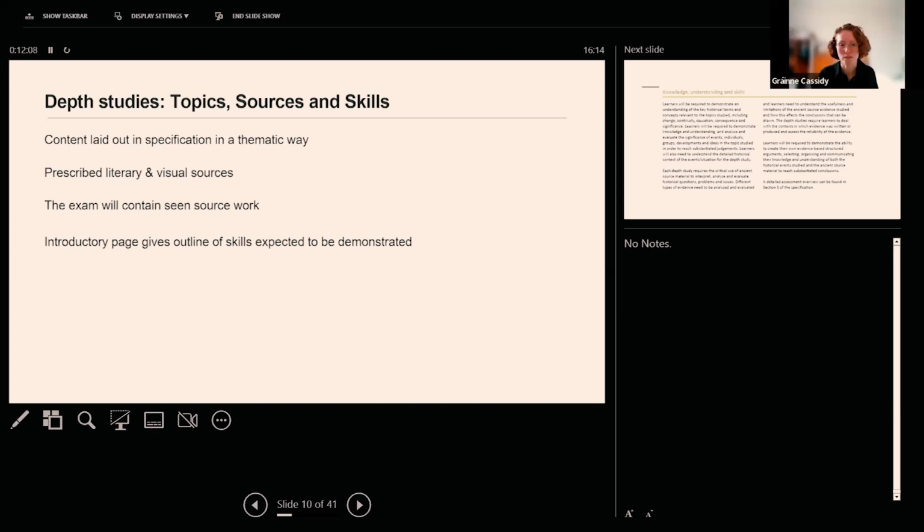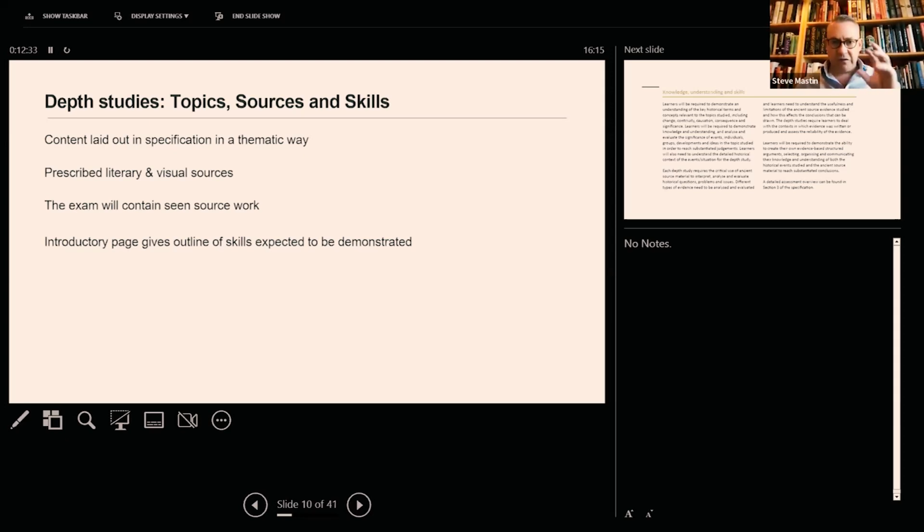Steve, you want to come in here? Yeah, obviously Alex is the expert from OCR here. The really good thing about the unseen source in the ancient history paper is that you aren't expected to comment on the provenance of the source or the reliability of the source. That's correct, Alex, isn't it? When it's an unseen source.